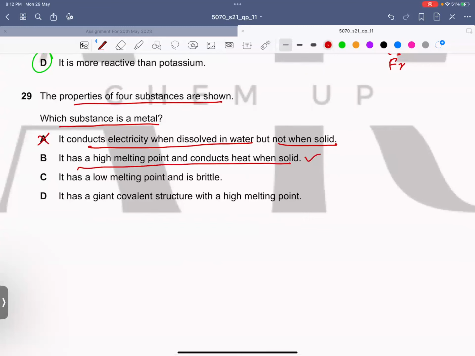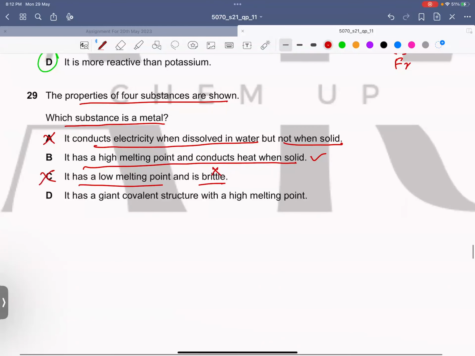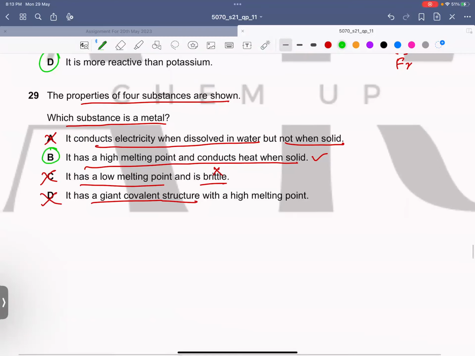Yes, it can be a metal, but we have to make sure whether C and D are wrong or not. It has a low melting point and is brittle. Yes, a low melting point can be a metal like group 1, but they are malleable, not brittle. So this brittle is telling me that it is not a metal. It has a giant covalent structure, so nothing to consider it because it's covalent. So it means your B statement is correct.